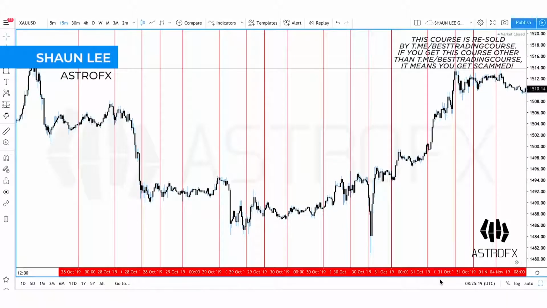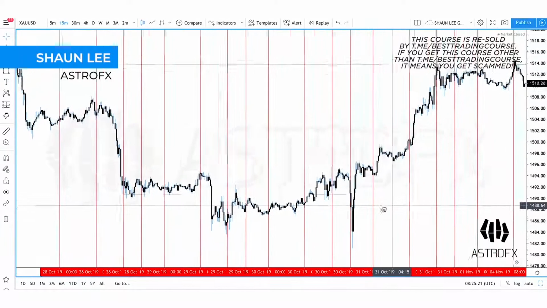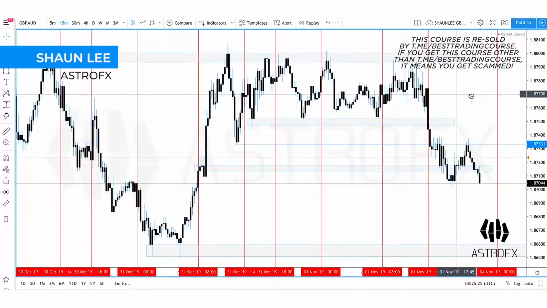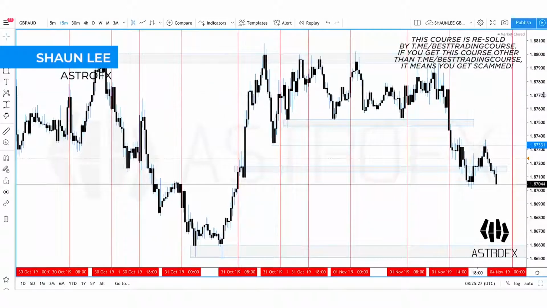Okay guys, on to lesson 15. So in the last lesson we went over the GBP AUD on an intraday perspective, and we mapped out some of the highs, some of the lows, and I showed you the session times which we need to follow and be aware of. So let's go on to gold.